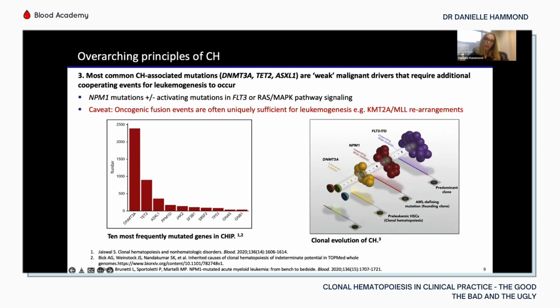And again, the caveat are these powerful oncogenic fusion events, for example, MLL rearranged AML and ALL. That's totally outside of this paradigm. But within this paradigm, if there really is the stepwise acquisition or progression, it also means there's an opportunity for early intervention, possibly.